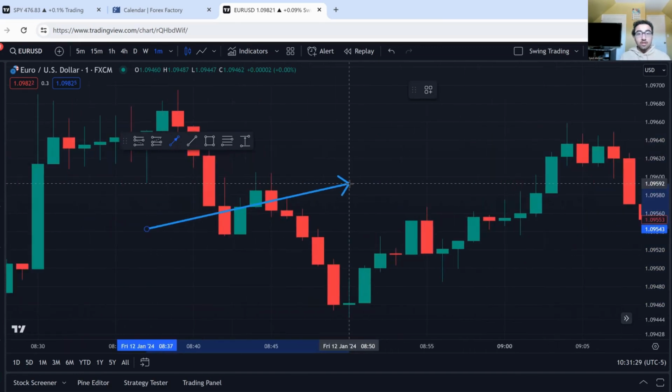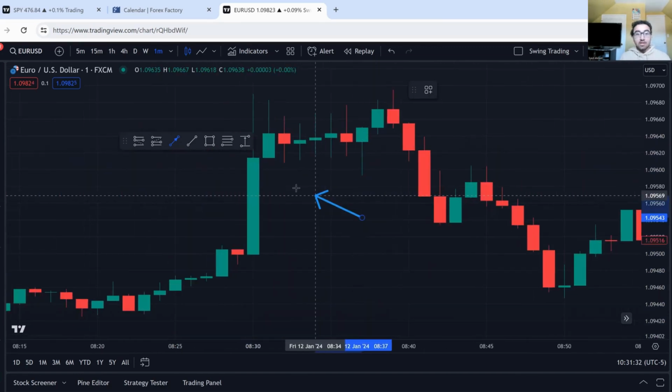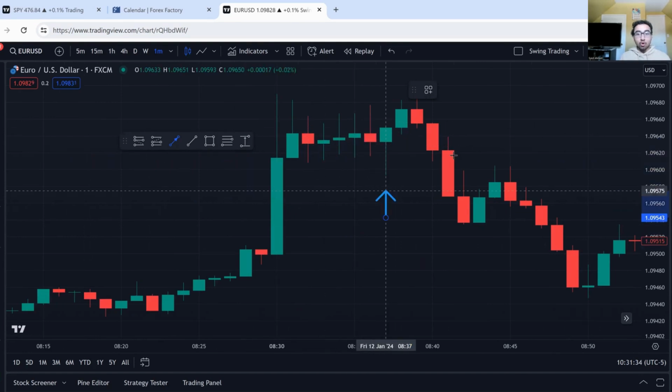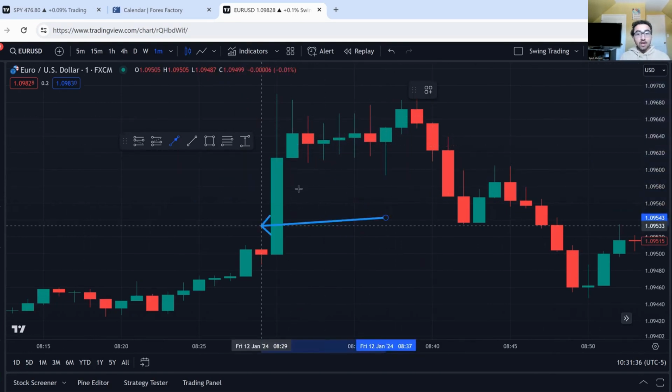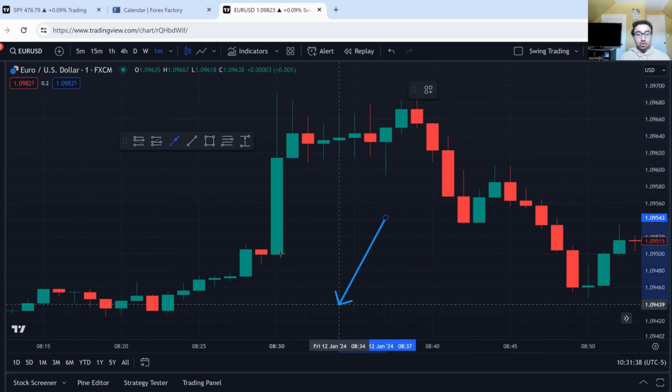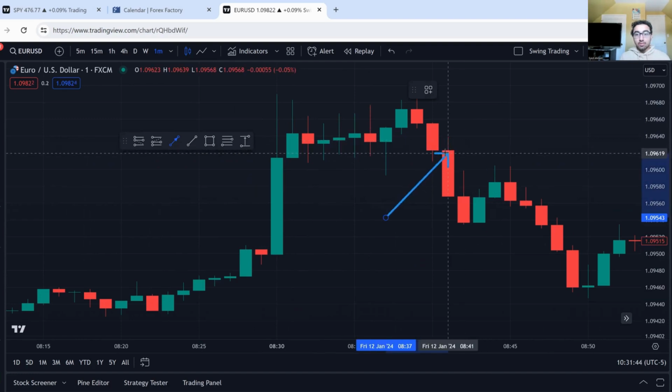So learn to read candlesticks, all right? The bodies, the wicks, everything is important. Open, high, low, close, guys. These candlesticks are just telling you open, high, low, close. Price opened here, price closed here. This was the low, this was the high. All right, same thing over here. Price opened here, price closed here. This was the high, this was the low.